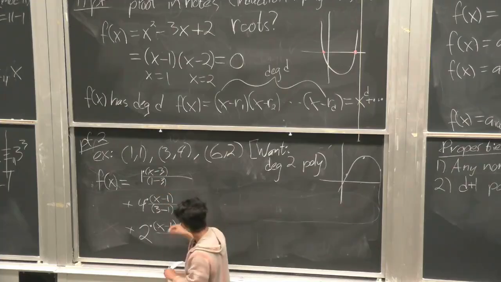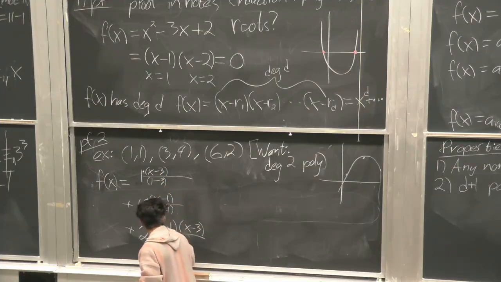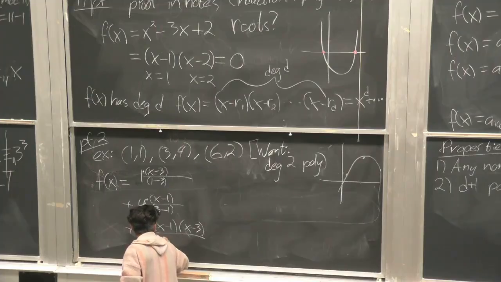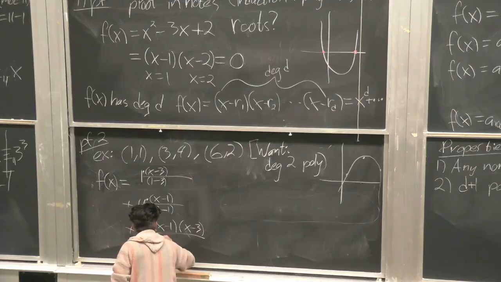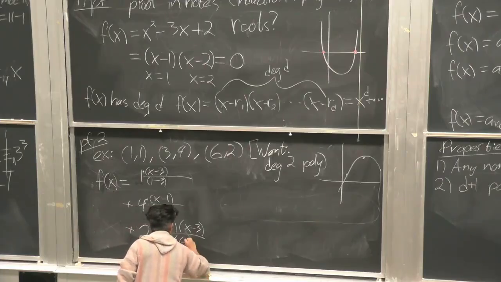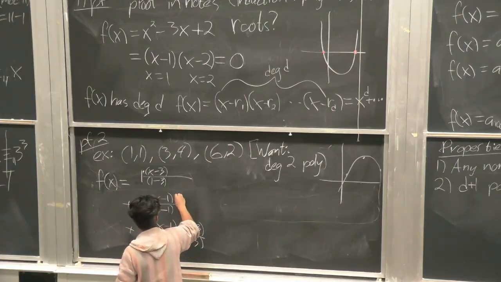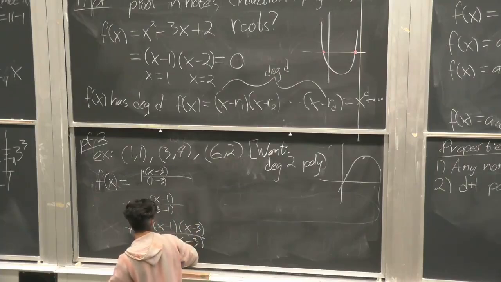So let's just write this out and see how it works. This is the intuition we want to build. Sorry, that's 6. So we have 6 minus 1, 6 minus 3. And we have the last one, we want to plug in 6 here.